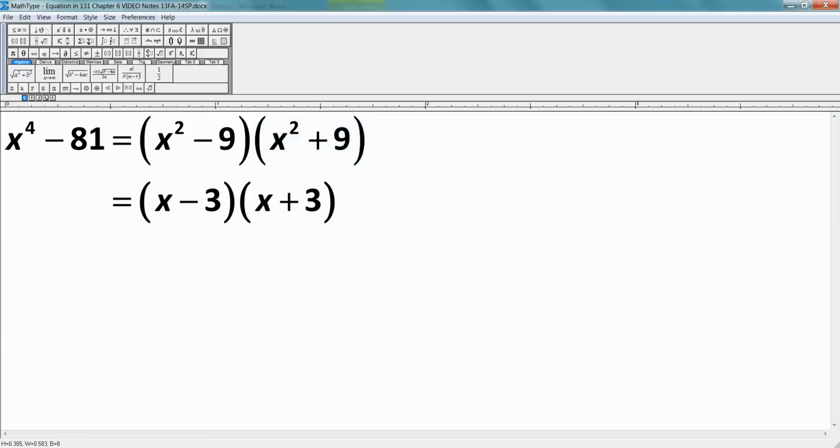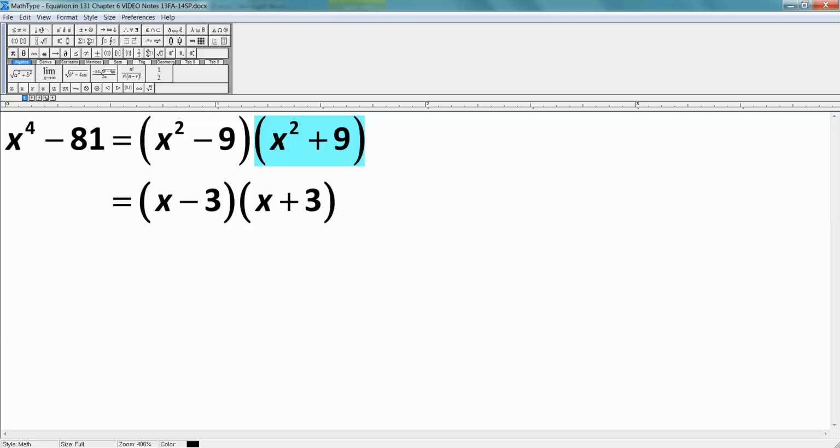Now, it's not going to work on x squared plus 9. So what students always want to do is they want to say, oh, x squared plus 9, that must be x plus 3, x plus 3. But take a moment and think about that. First would be x squared, cool. Last would be 9, great. But what's outers and inners? Outers is 3x and inners is 3x. That makes 6x. But there is no 6x here. So that's not going to work.